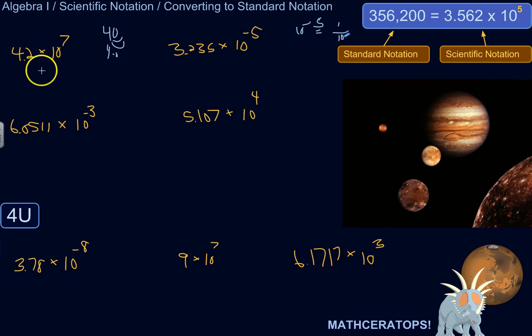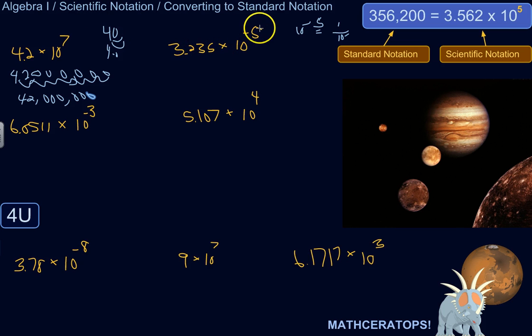So 4.2 times 10 to the seventh. We take our 4.2 and move that decimal 7 places to the right. So 1, 2, 3, 4, 5, 6, 7. Okay, that's our new decimal, so we need to fill in the zeros between our places, and we can put some commas in there. So that's 42 million. Let me rewrite that. 42 million. So yeah, it's a lot more compact, right? 42 million, 4.2 times 10 to the seventh. Okay.